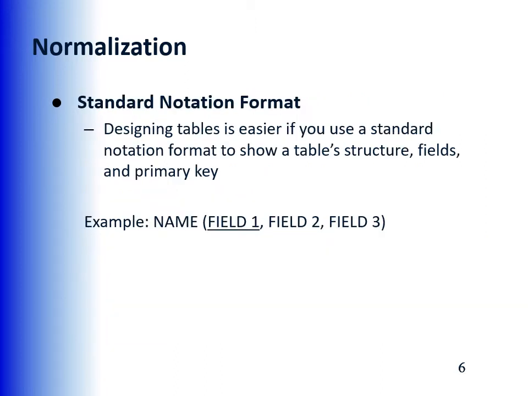Standard notation format of normalization. In designing tables, it is easier if you use a standard notation format to show a table structure, fields, and primary key. This is an example of the standard notation format, which starts with the name of the table, followed by brackets that contain the field names separated by commas, and the primary key is underlined. This is the standard notation format for designing tables, right?